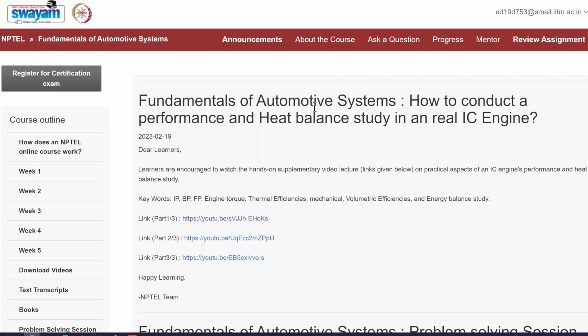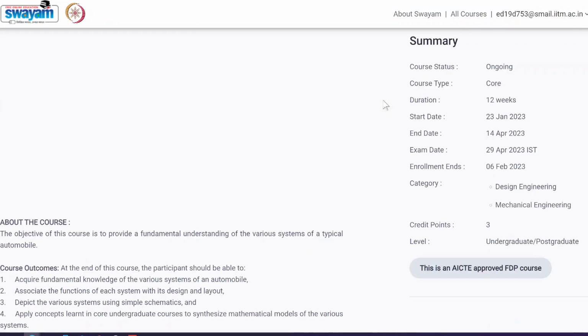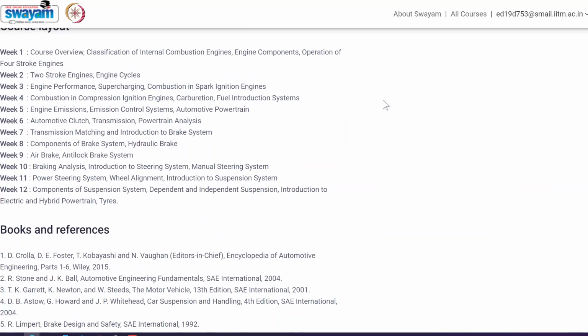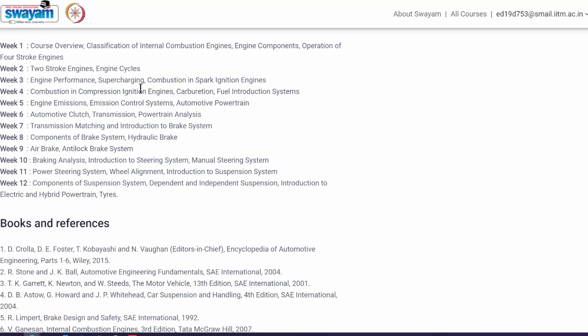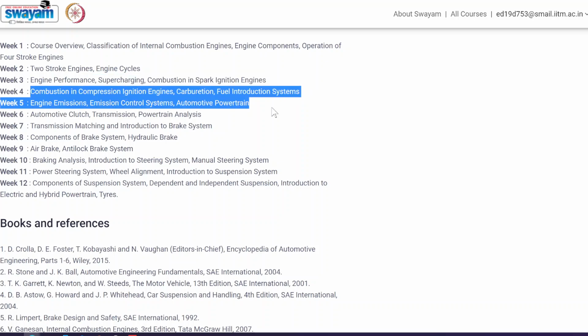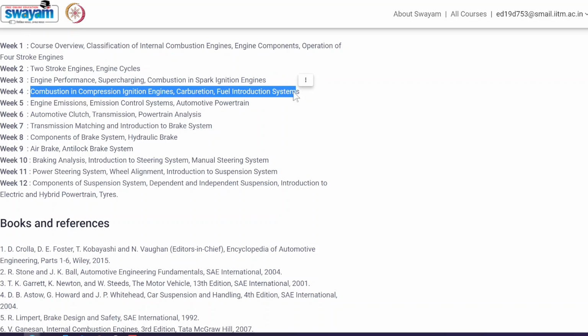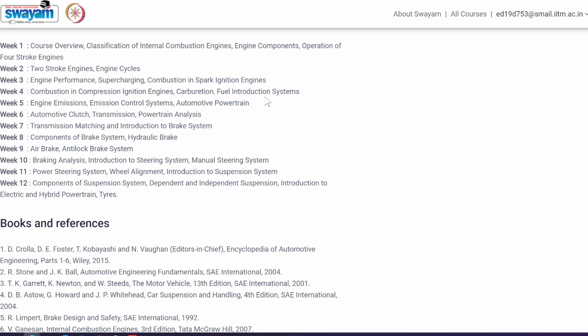Then, as we were discussing, coming to the course section. Next week would also by and large be on the theoretical aspects of combustion in compression engine, that is the week 4 part, carburation and fuel introduction systems. You can check in the messages. I have sent you a link for a video on carburation.